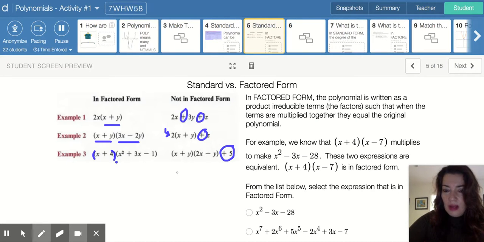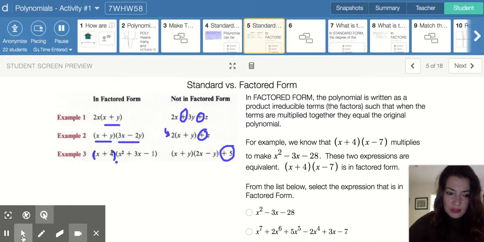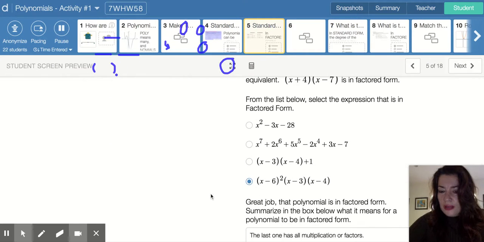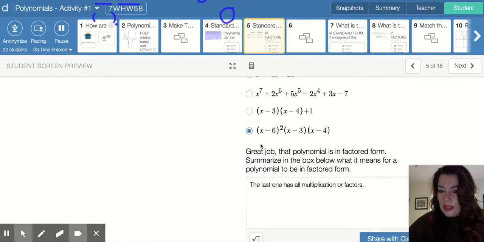So I think I will end the video here, and you can go ahead and take a look at what you think is from the list factored form. Select the one you think it is, and I will reveal the answer to you in a second. So if you chose the last one, then great job. The last one is the only one that has all factors.